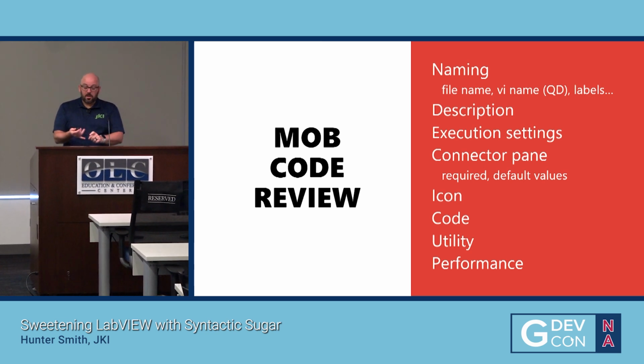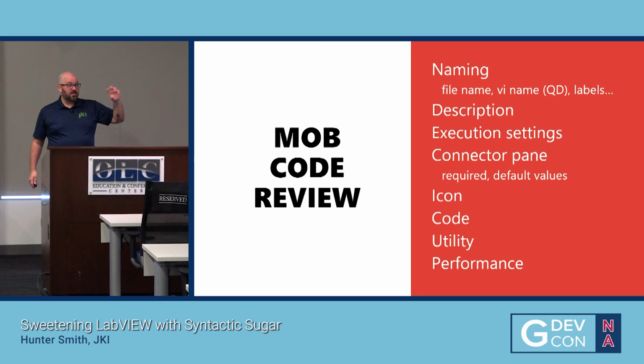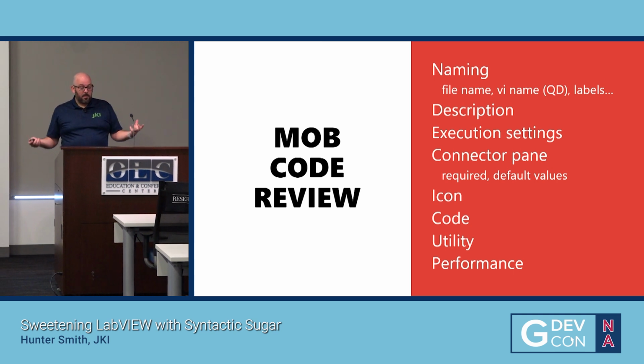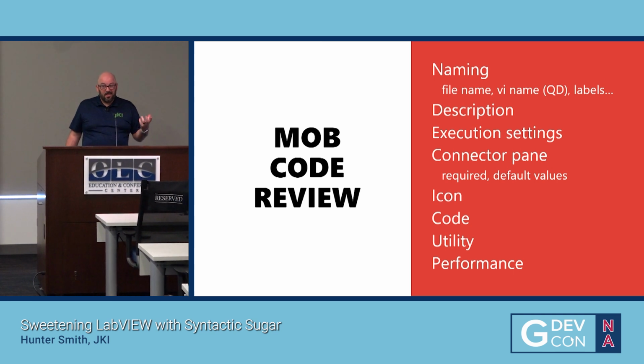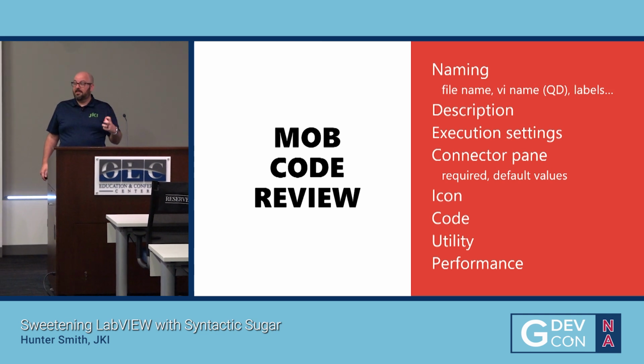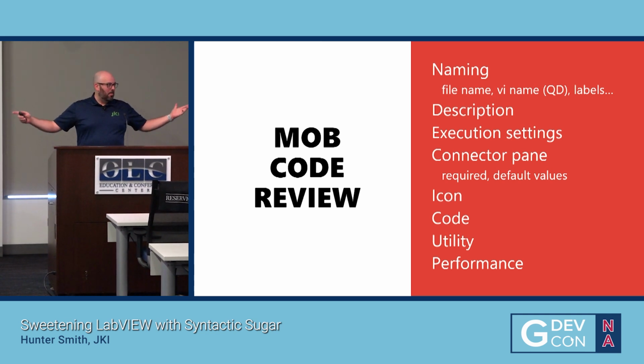We're going to look at VI descriptions, execution settings, orientation of the connector pane, especially with these small icons. Getting that connector pane right makes something a lot more usable. I want feedback on the icon. Of course, the code itself. You'll see that the code we're looking at is going to be diabolically simple enough that we can completely review this scope within this chat.